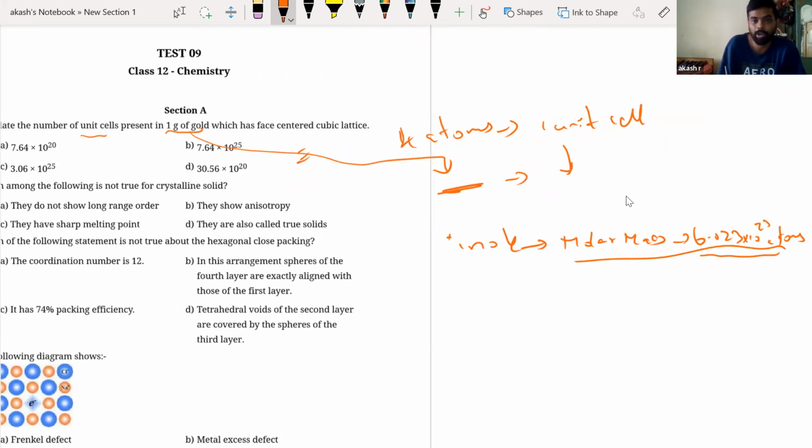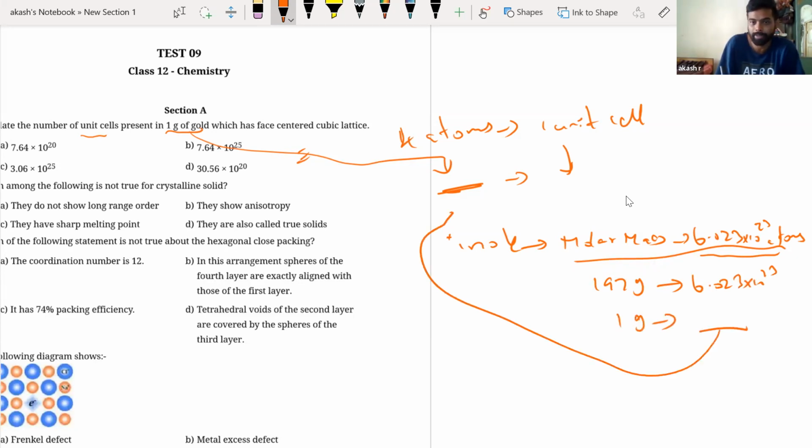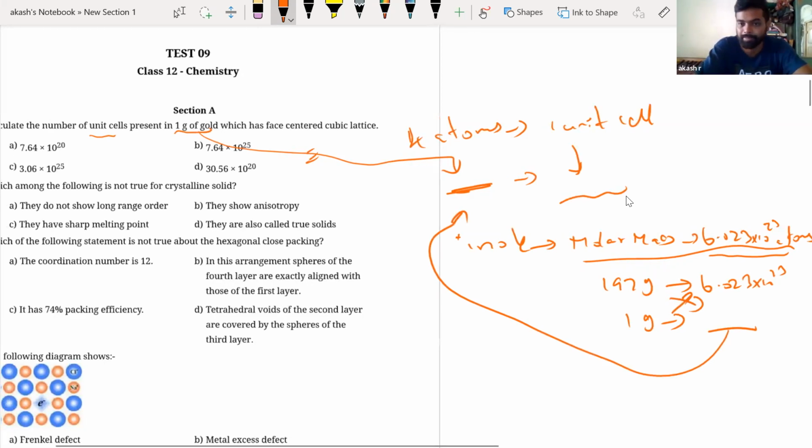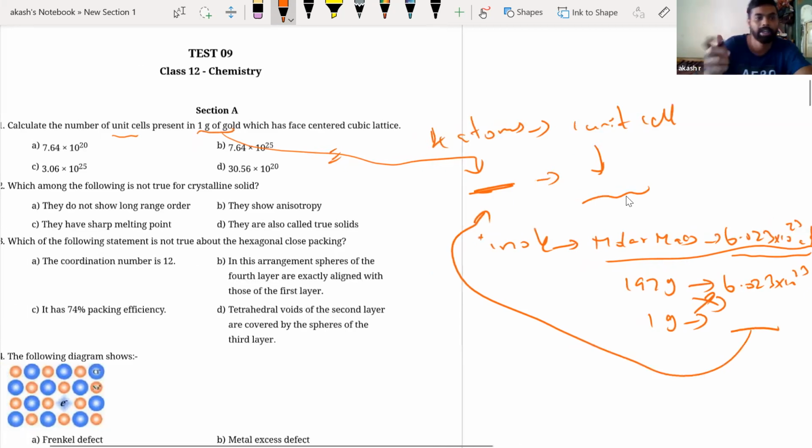So now I know the molecular mass of gold, which is 197 grams. If I have 197 grams, I have 6.023 × 10^23 atoms. Now, how many grams do I have? I have only 1 gram. So you calculate this value, cross multiply, and you can find this particular value. Again cross multiply, right? I hope you get this. This is a very easy question, just that you have to know the mole concept.